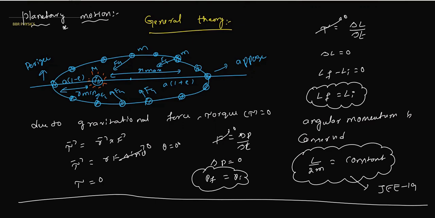So we learned that F equal to delta P by delta T. So delta P equal to 0 means P initial equal to P final. It's not conserved here, I'm just giving one example. Similarly, in the place of force, torque will come. In the place of delta P, delta L will come. Whenever torque equals 0, delta L equals 0, L final should be equal to L initial. Therefore, angular momentum is conserved, we can tell here. What is the magnitude of the conserved value? L by 2m equal to constant. We have to remember this value for sure, which was asked in JEE 2019.